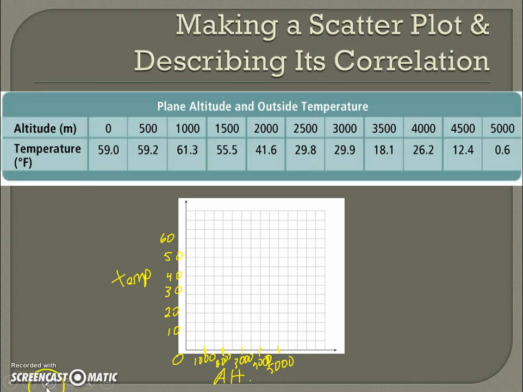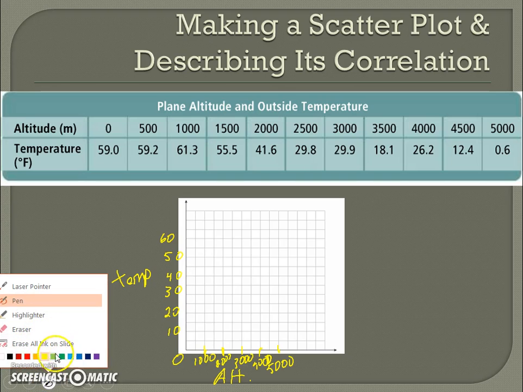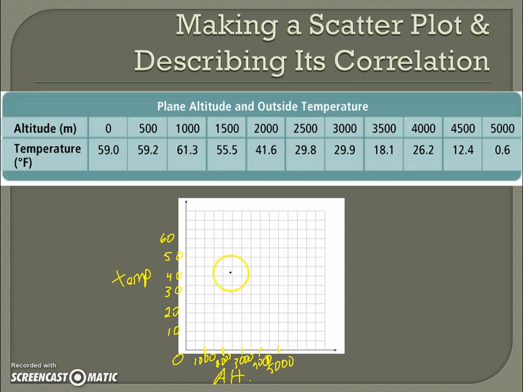All right, so I increased by thousands. Let me change colors so it's a little easier for you to see on this white graph. We'll go to the dark blue. That seems to work well. Okay, so when I'm at altitude 0, I'm at temperature 59, which is right about here. At altitude 500, I'm at 59.2, which is going to be right about there. And then here at 61.3, it actually goes up a little bit at 1,000. At 1,500, I got 55.5, so that's going to be roughly here.